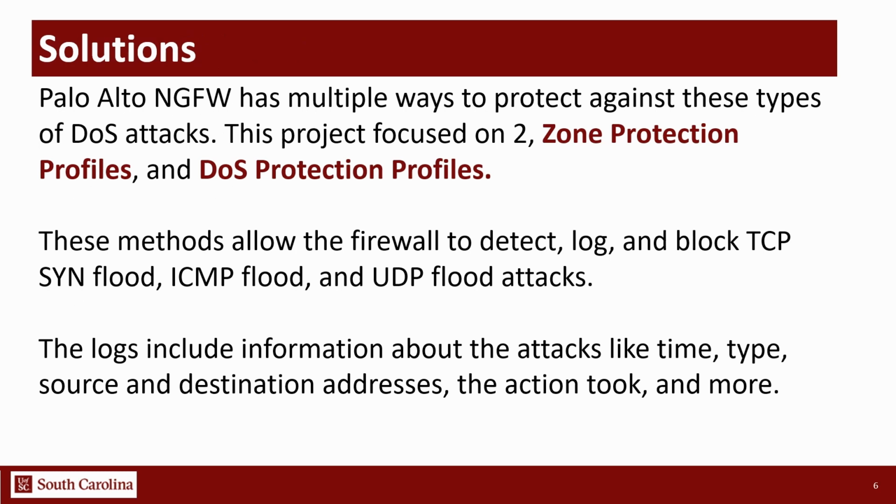So Palo Alto firewalls have multiple ways to protect against these DOS attacks, which include zone protection profiles and DOS protection profiles. Both of these methods allow us to use the firewall to detect, log, and block the three mentioned attacks. The logs are especially important because they have information about these attacks, like when they happen, the type of attacks, the source and destination addresses, and the action the firewall took to prevent them.